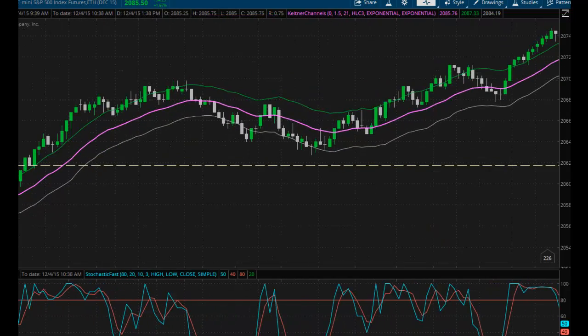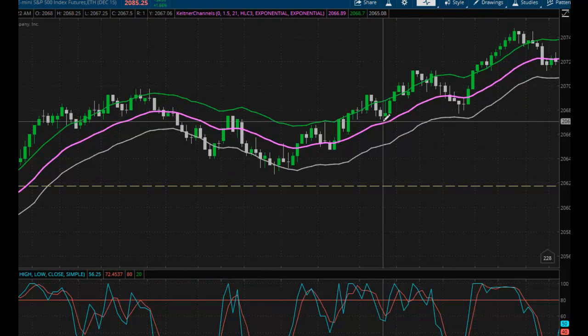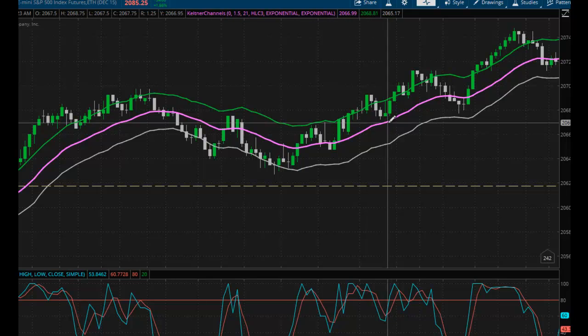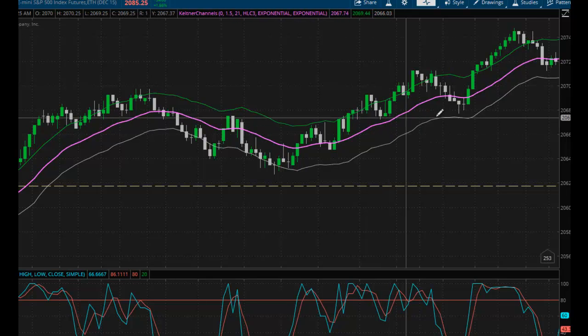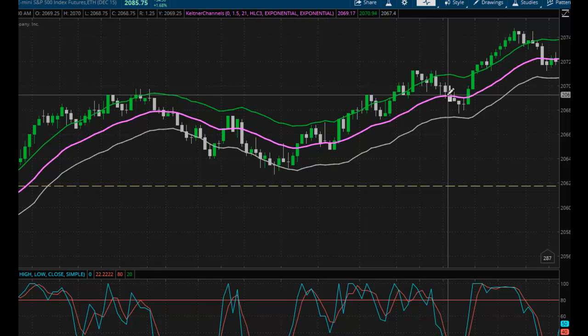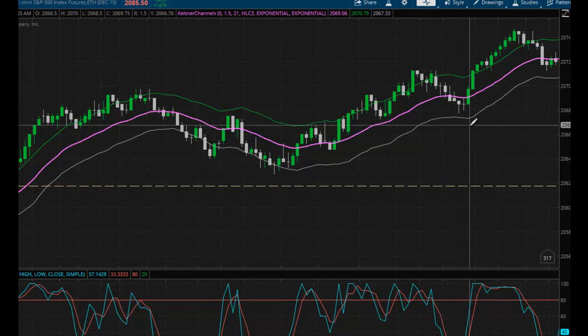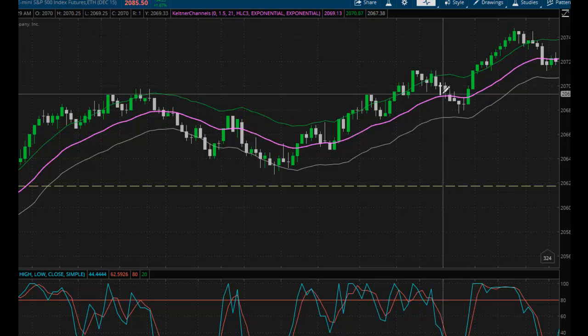Let me bring this over here. Or you could have waited. This area didn't touch the line. So if you're really patient, you could have waited till here to get long. From here, I'm going to get long, and I'm going to use about an 8 to 10 tick stop or a closing bar below the lower band as a stop.